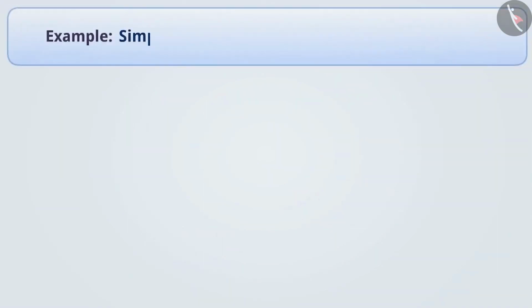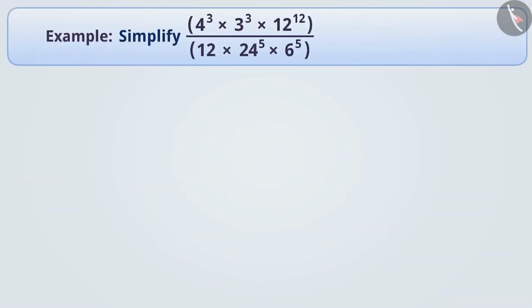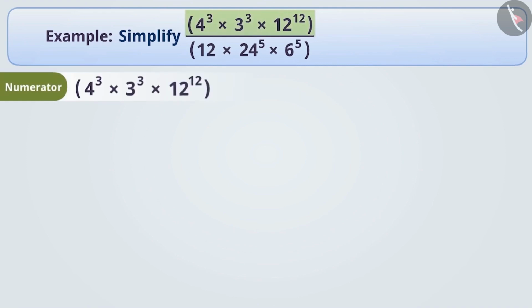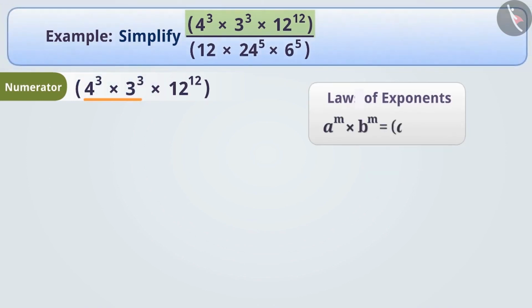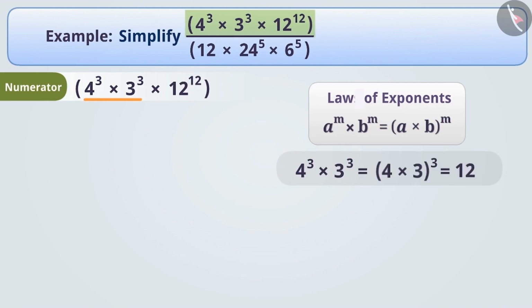Next example. Simplify this. Let's solve it. First, we will solve the numerator. Looking at the numerator, we understand that in 4 cube into 3 cube, the exponents are the same in both the numbers. So here, we will use the law a to the power of m into b to the power of m is equal to a into b the whole power m. According to this law, we can write 4 cube into 3 cube is equal to 4 into 3 the whole cube, which is equal to 12 cube.